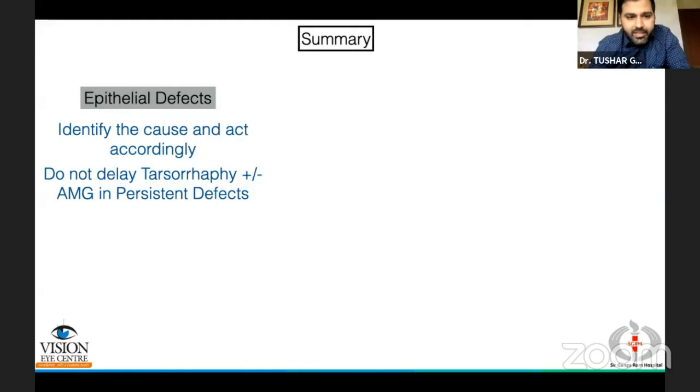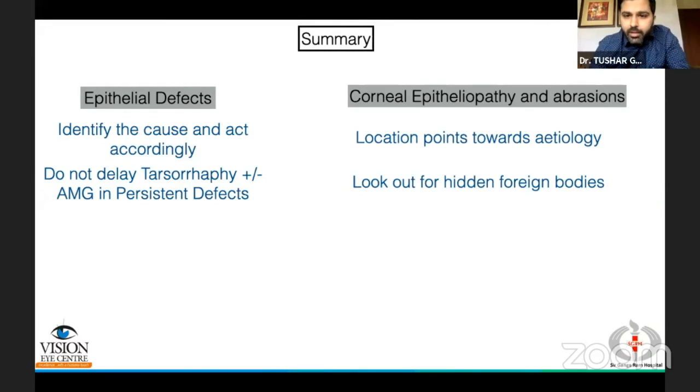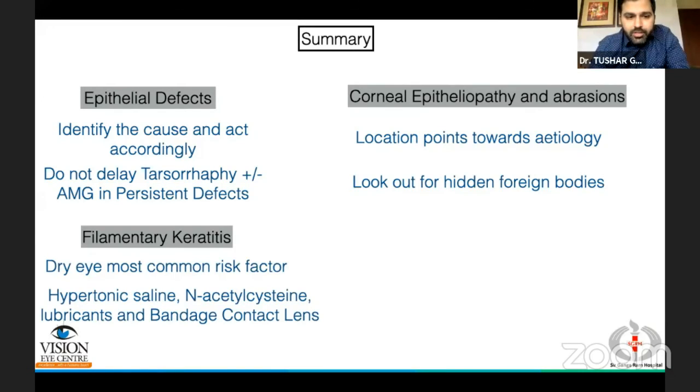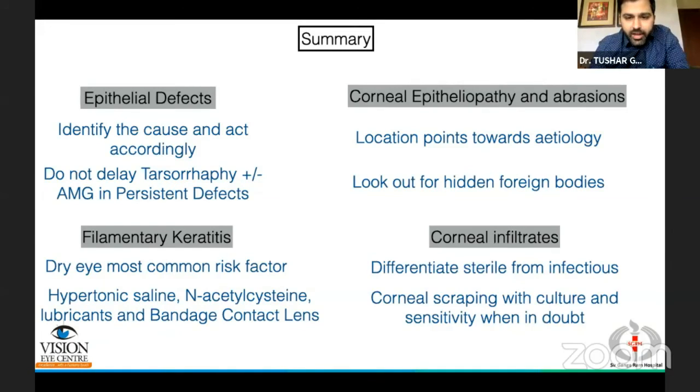So with epithelial defects, treat aggressively if you have to. Do not delay treatment. With epitheliopathy, look for the location because that points towards the etiology. Filamentary keratitis, we discussed the modalities. Dry eye is the most common risk factor. And with corneal infiltrates, differentiate sterile from infectious, but in case of any suspicion, go for scraping, see if you can find an organism. Don't hesitate in scraping and sending the sample. Thank you.